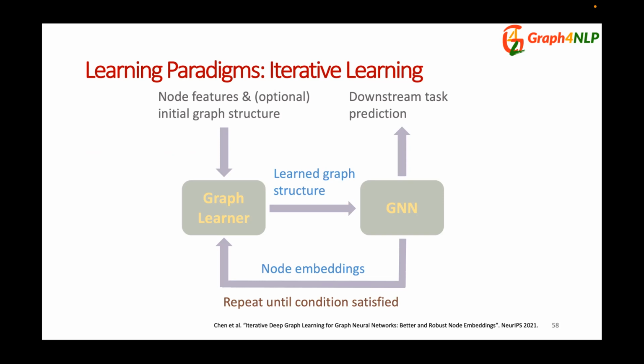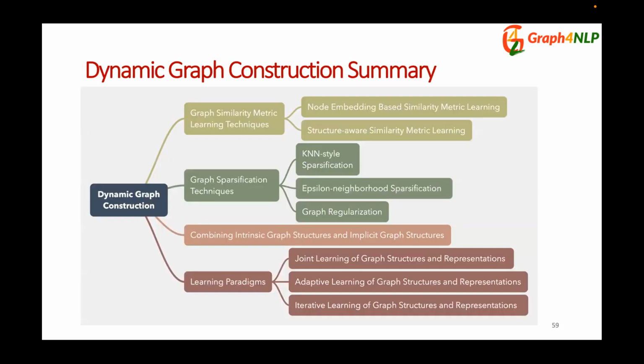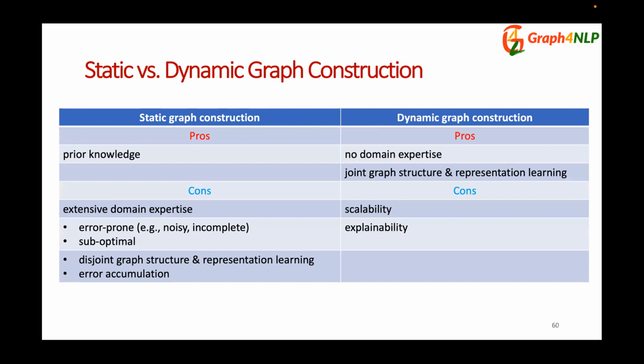is small enough. So far we have introduced various dynamic graph construction techniques, including graph similarity metric learning, graph sparsification, how to combine intrinsic and explicit graph structure, and various learning paradigms. One might ask, how is static graph construction compared with dynamic graph construction? Which one should we use given a task?